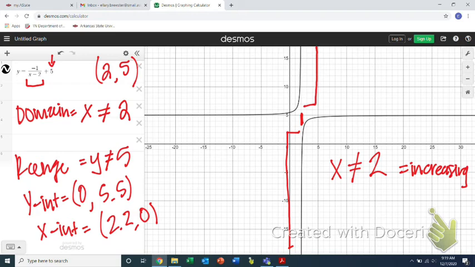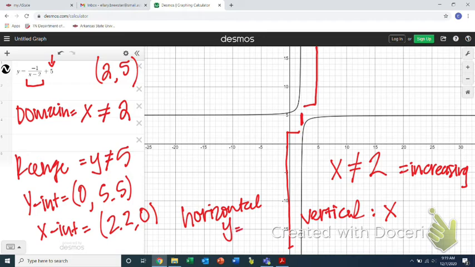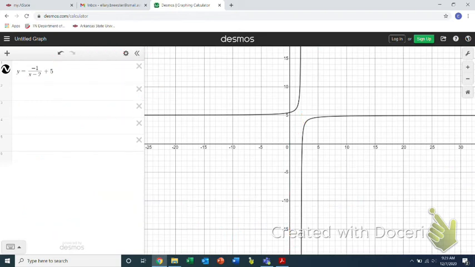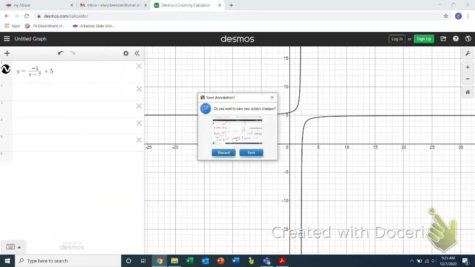All right. Let's see. Vertical and horizontal asymptote. You know that. Vertical is my x point, and horizontal is my y. So vertical is 2, horizontal is 5. Okay, and that comes from this point right here. All right, try 12. It's done the exact same way.